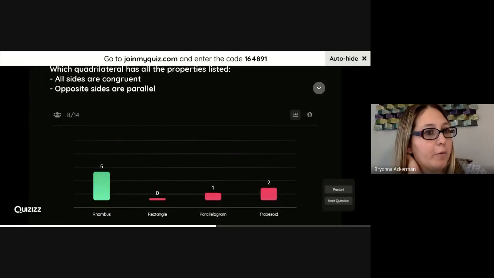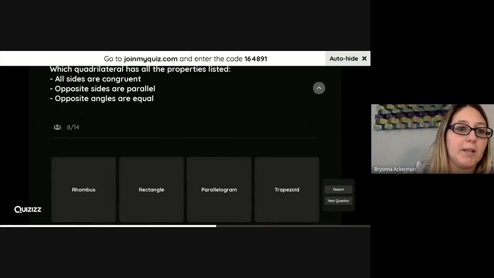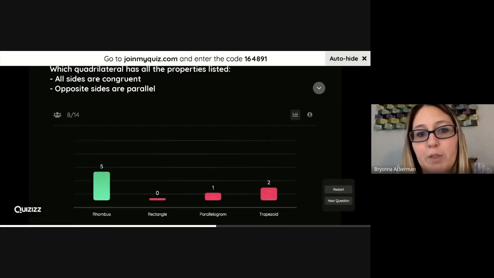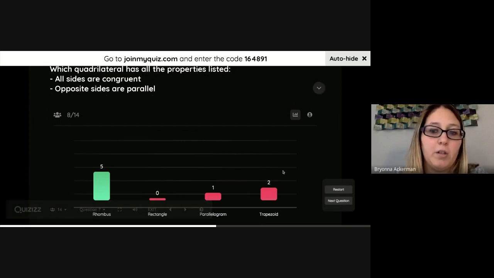Okay, good. So most of you got it right. So it is a rhombus. Okay, a rhombus is the only one that has all sides that are congruent out of these. So that was kind of a giveaway. Opposite sides are parallel. That could have been a parallelogram, a rectangle, or a rhombus. And the last one is blocked, but I think it was angles. So opposite angles that are equal, those are parallelogram, rectangle, and rhombus as well, okay? So again, it needed to be all of them. So rhombus fell under all of those.